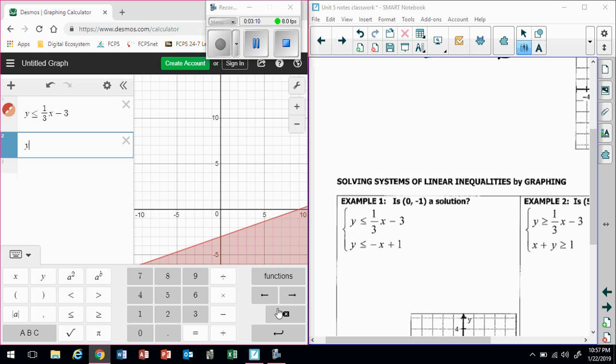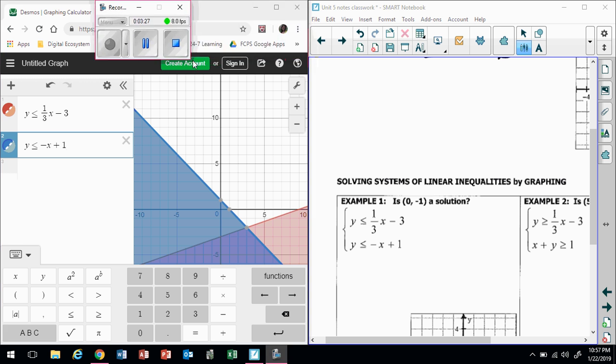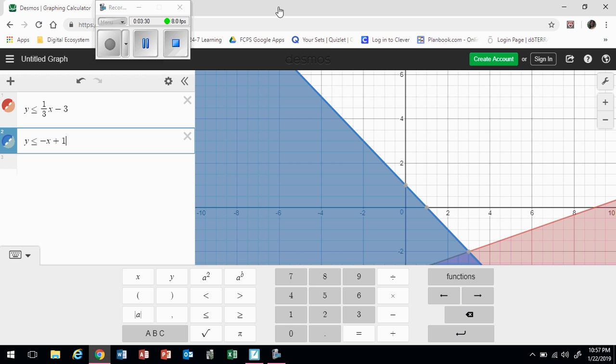Then I'm going to enter y is less than or equal to negative x plus 1. Look at this. I'm just going to make this a little bit bigger. As you can see, both of these inequalities have been graphed. This inequality is in red and this inequality is in blue.